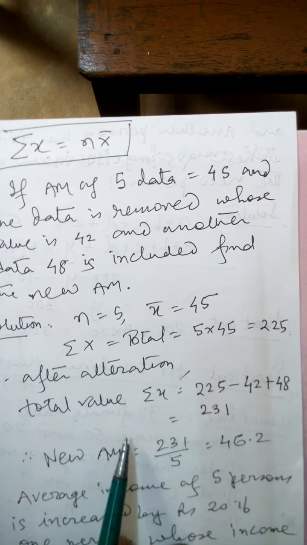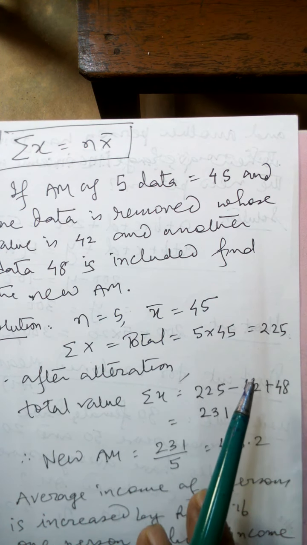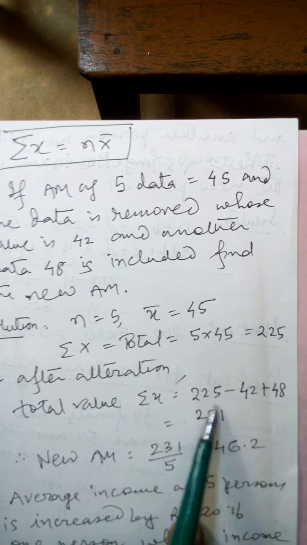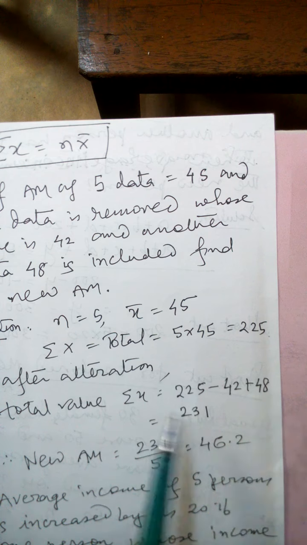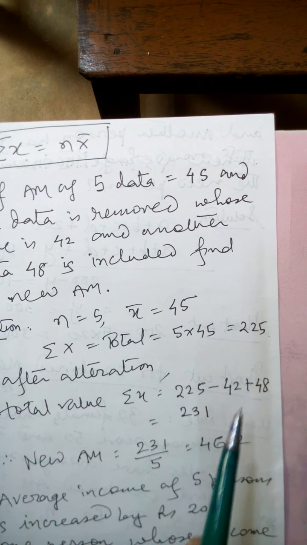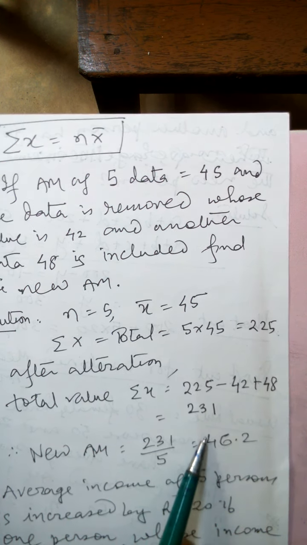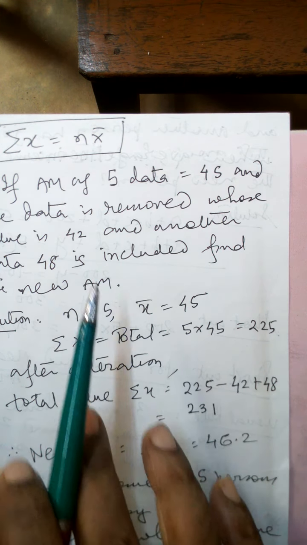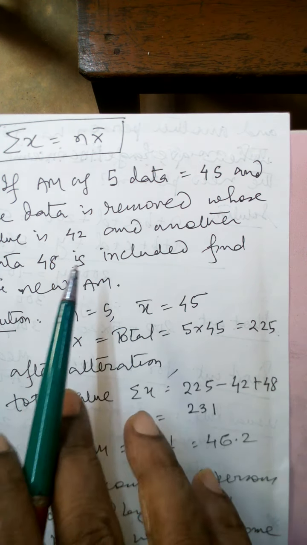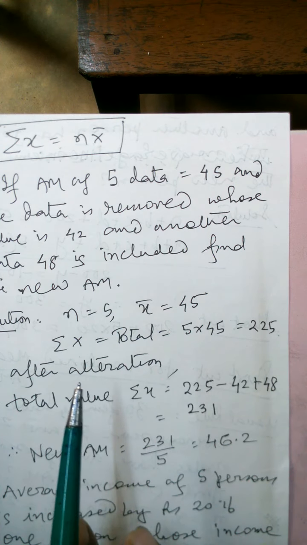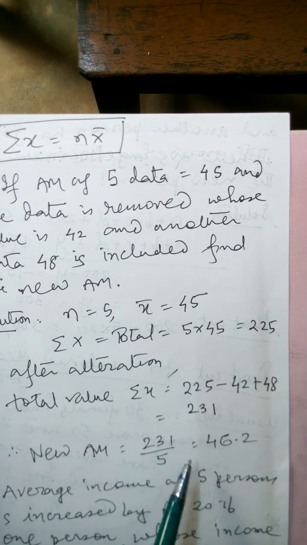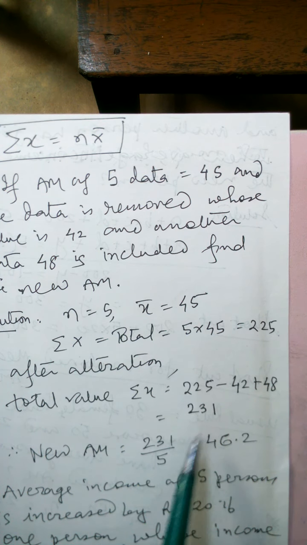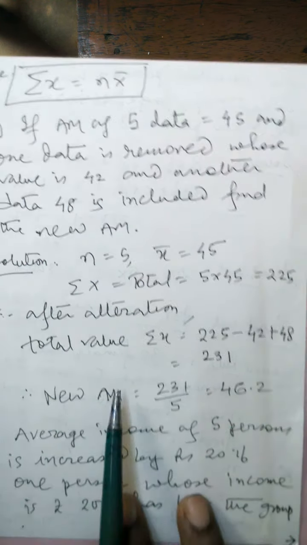Now after alteration, what alteration? 225 was total. We have removed one value, 42, and included one value, 48. If you do the adjustment, you get 231. So 231 is the final total. And how many data? 5 data automatically, because initially it was 5 data. So altering the value does not change the number of data. So 231 by 5 is 46.2.